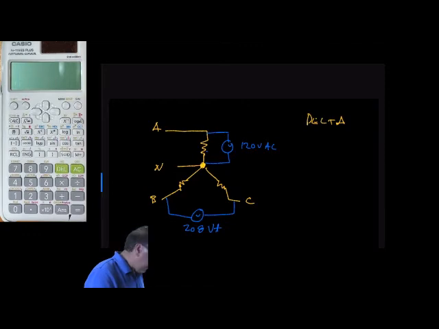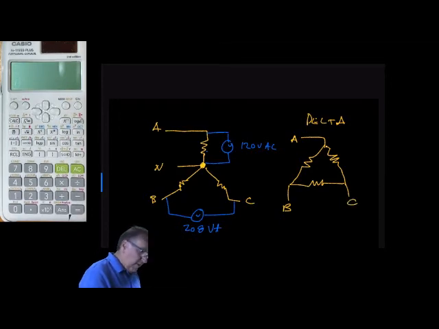And it looks like this. 3 resistors. Phase A, Phase B, and Phase C. Notice that the delta has no neutral or center point.